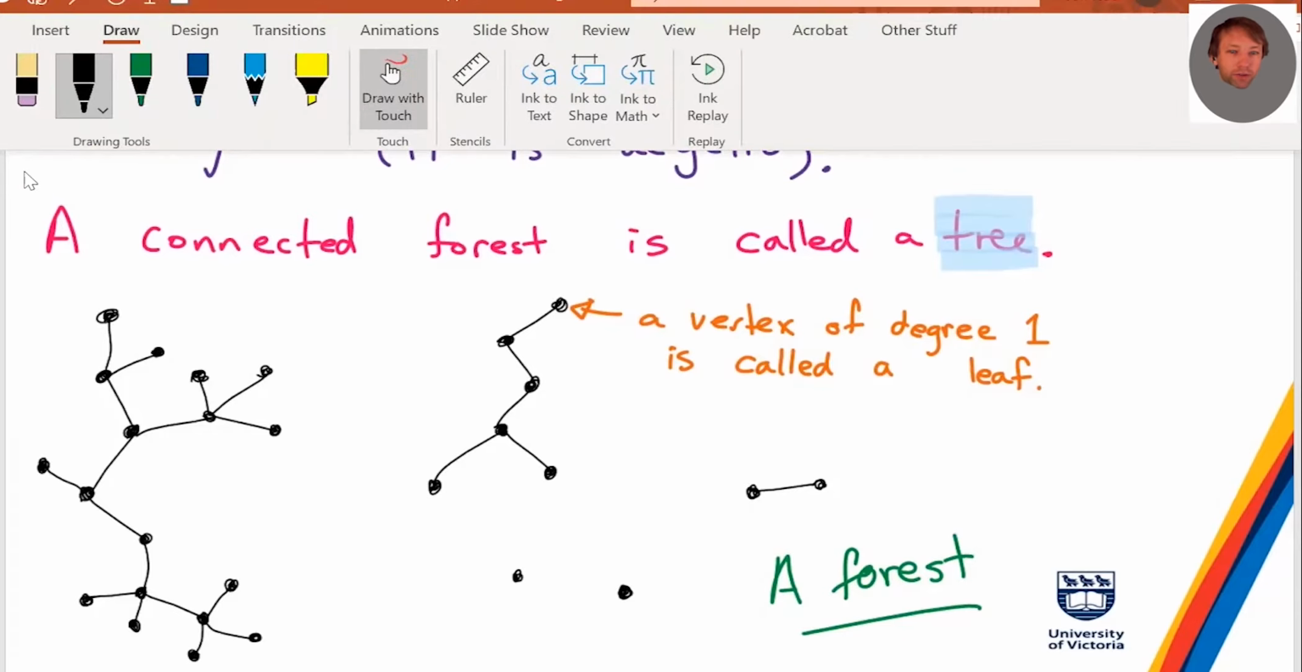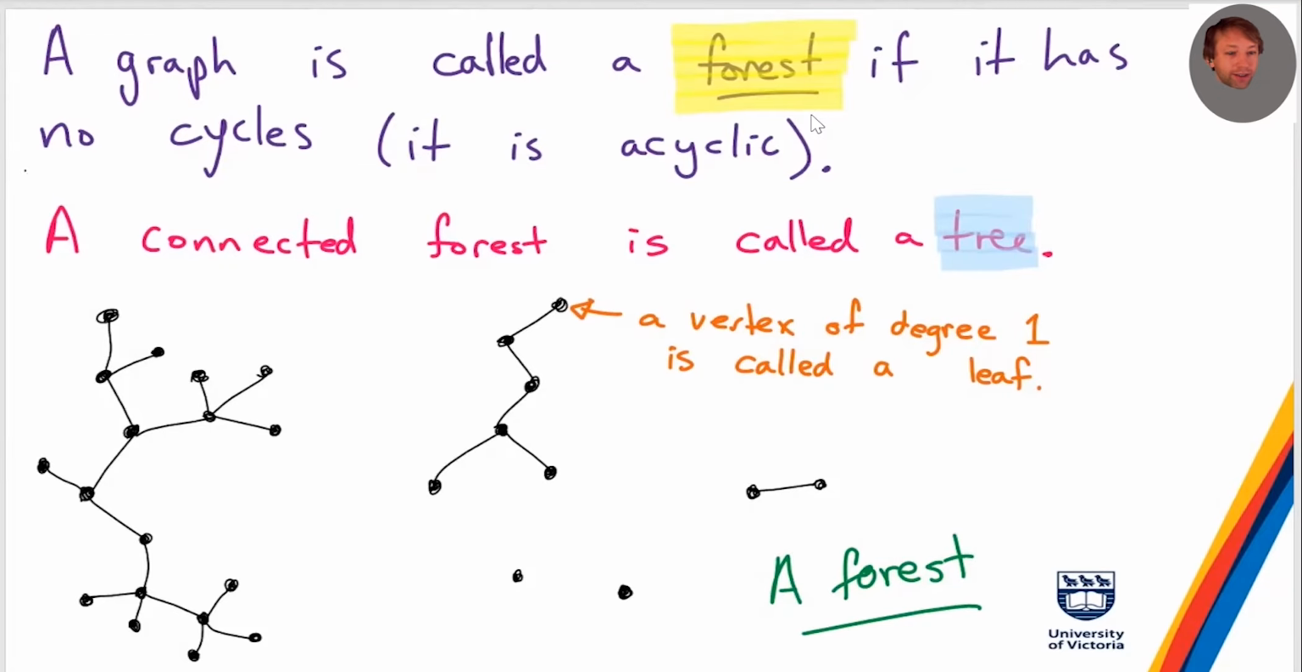A graph is called a forest if it has no cycles, okay? Or the other word, a word for a graph with no cycles, is to say that the graph is acyclic. So G is acyclic if it has no cycles. And we call a connected forest a tree, okay? So basically a forest is just a bunch of trees, naturally. There are no animals or anything like that, just trees.